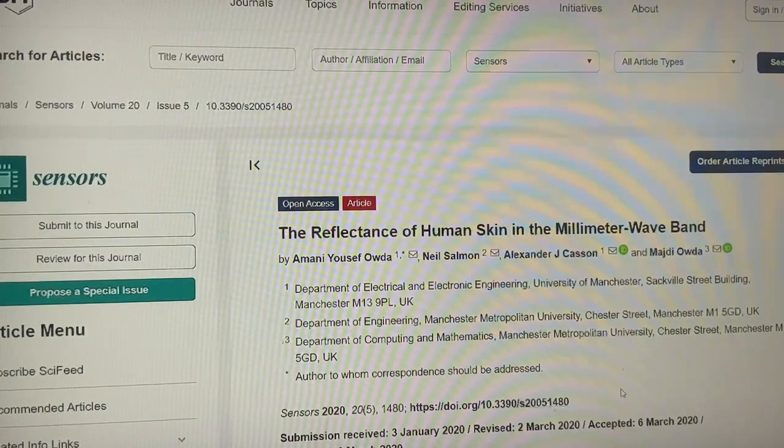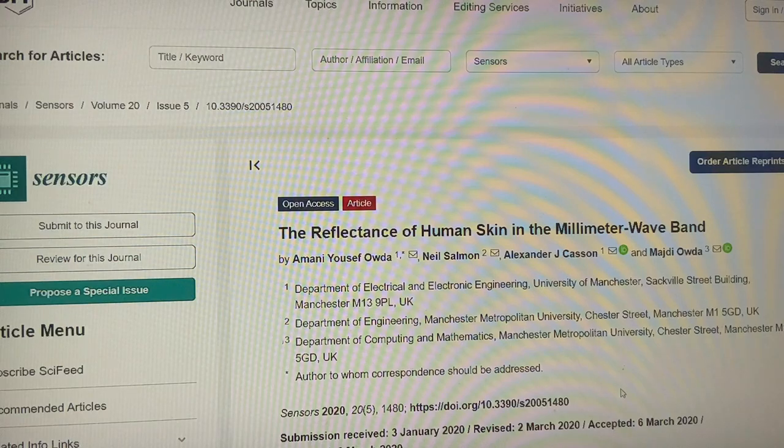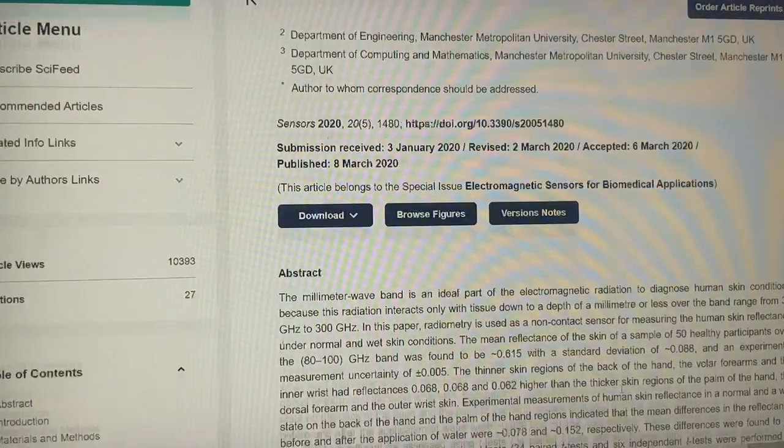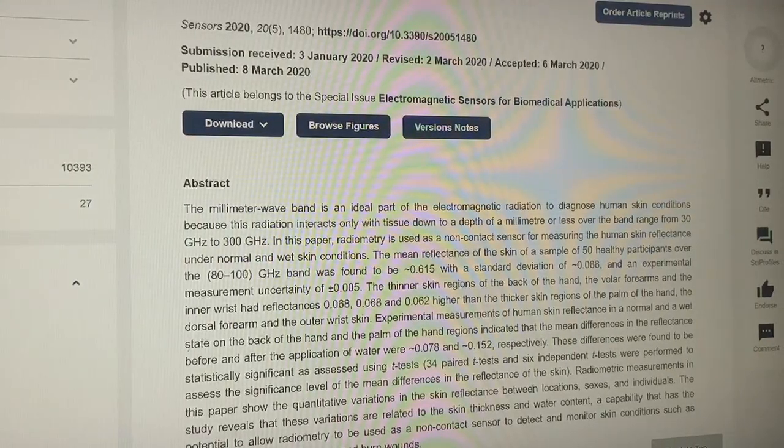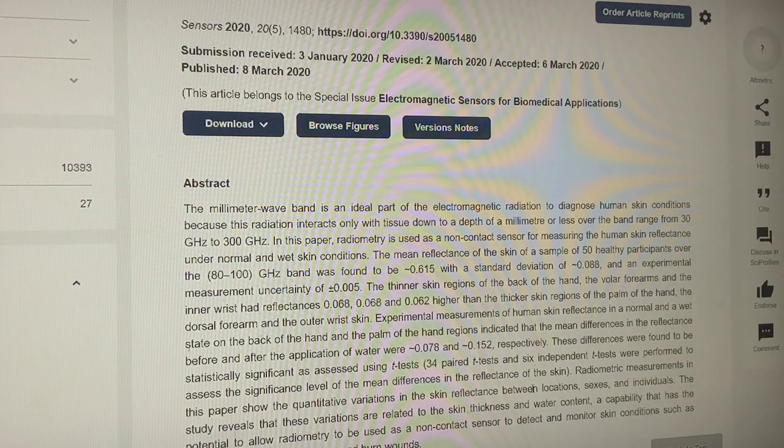Department of Electrical and Electronic Engineering. I can't find anywhere here that says Hogwarts. Submission received January 2020. The millimeter wave band is an ideal part of the electromagnetic radiation to diagnose human skin conditions because this radiation interacts only with tissue down to a depth of 1 millimeter or less over the band range from 30 gigahertz to 300 gigahertz.